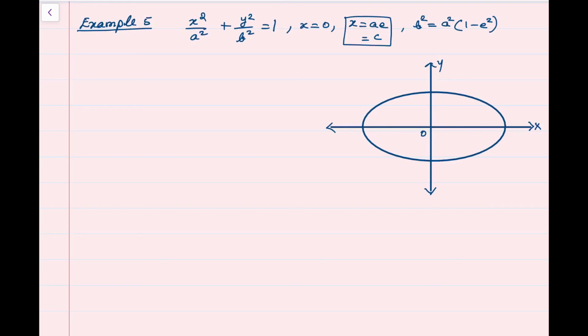X is equal to 0 is the equation of y axis, and we have to draw x is equal to ae line which passes through the focus. Let this be ae, which is c. This is x is equal to ae, where e is the eccentricity of the curve. For an ellipse, eccentricity is less than 1, we know. For hyperbola, eccentricity is greater than 1. Let us shade the region.